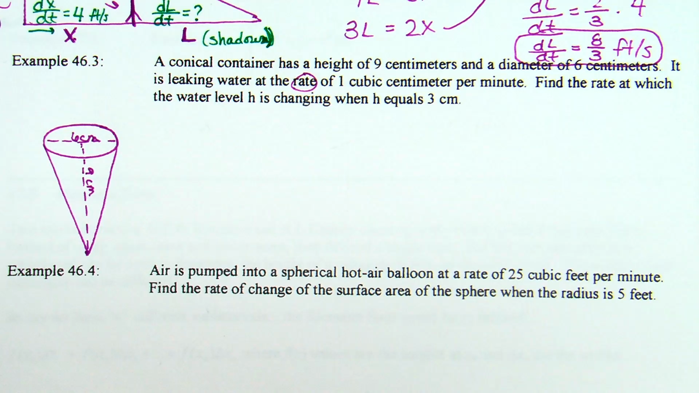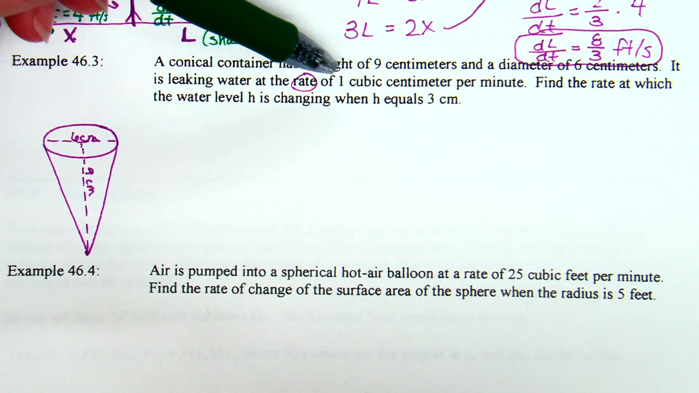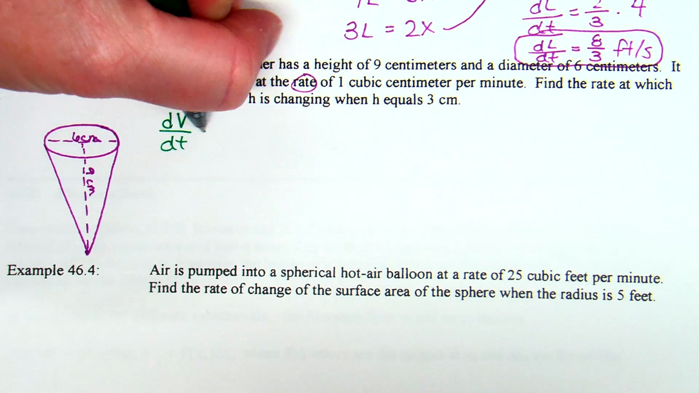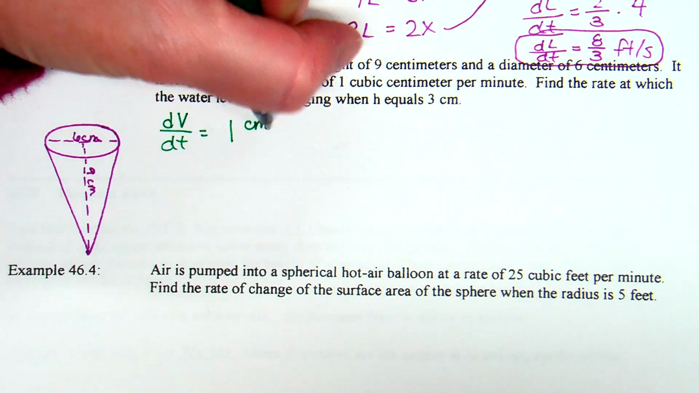So we need to figure out, that's a rate, so we know that's a derivative, d something over dt. What is it that's changing? And the hint is in the label. It says it's 1 cubic centimeter per minute. So what do we have that's labeled cubic? And that is volume. So the water's volume is changing at 1 cubic centimeter per minute. So for volume, I'm going to say dV over dt, and it's 1 cubic centimeter per minute.